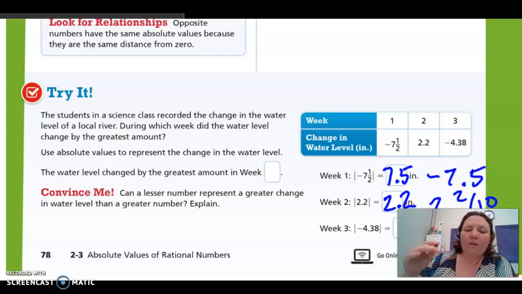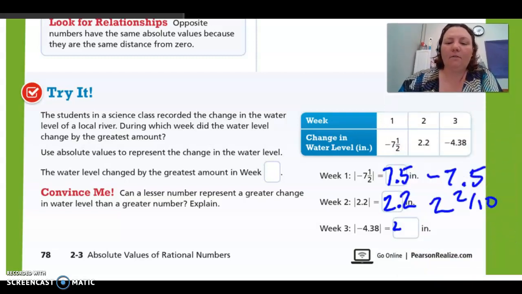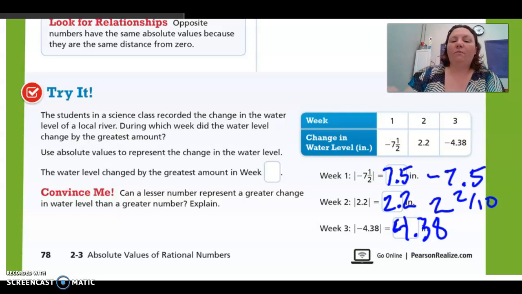And then the 3rd week, we had another drought come in, and it dropped by 4.38. Oops, it appears my face has to get out of the way there. There we go. And so now that we've turned our rational numbers all into the same format, they're all in decimals, and we've looked at how the change has occurred, we can see that week 1 had the greatest change in water level. Even though it was negative, it had the largest change.